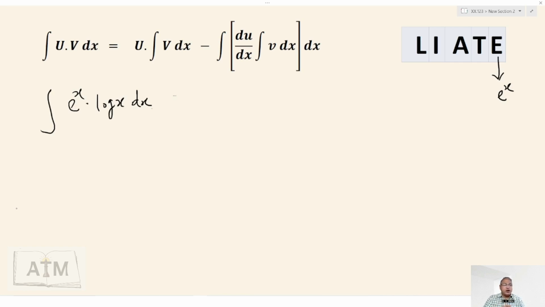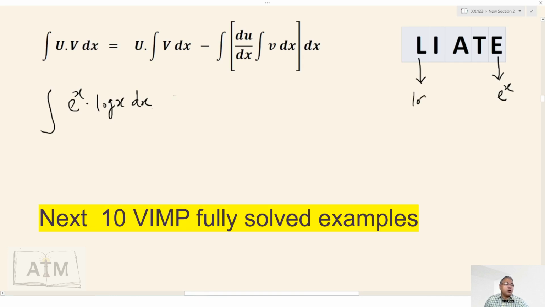You have to select u and v as per the LIATE rule. So I have written e raised to x here in place of the exponential function. Now log x is an L, so below L write down log x. Who is written first? Log x is written first, therefore u equals log x. The exponential function, e raised to x, is written later, so v equals e raised to x. So in this question, u equals log x and v equals e raised to x.